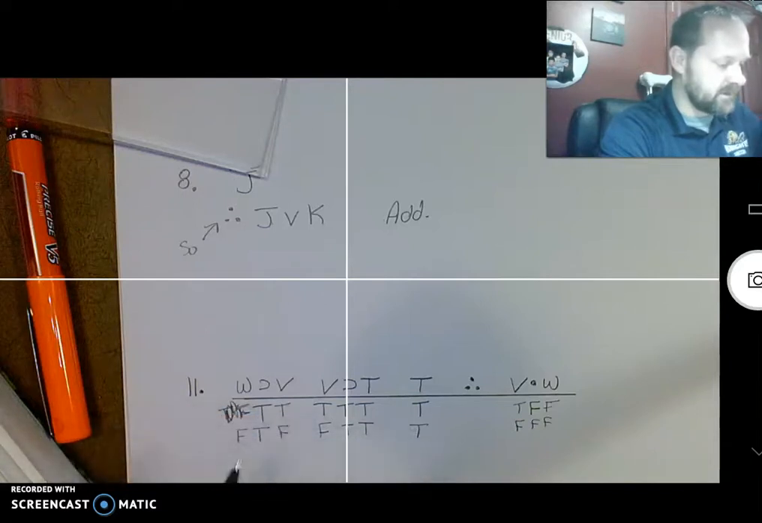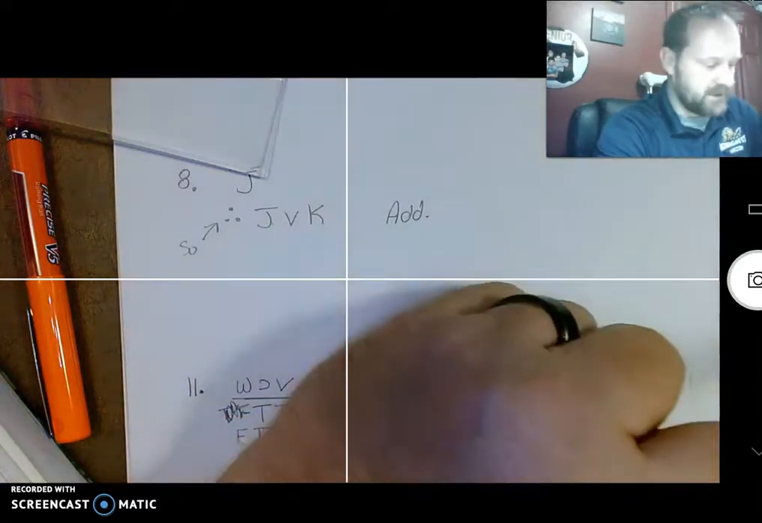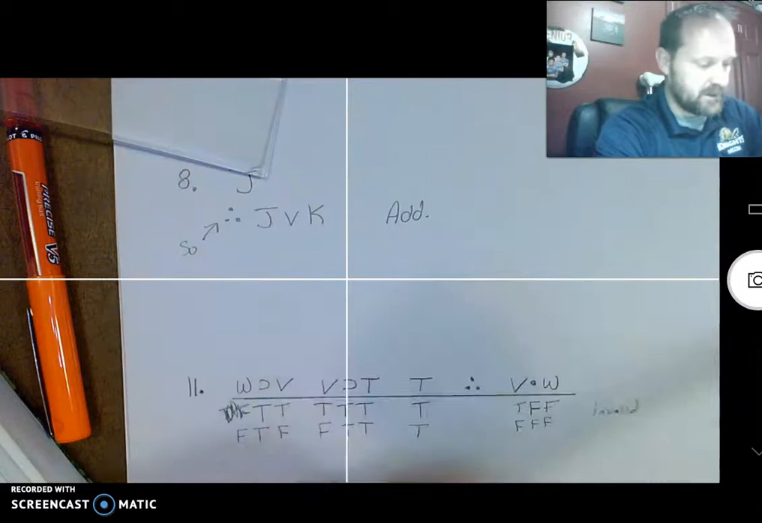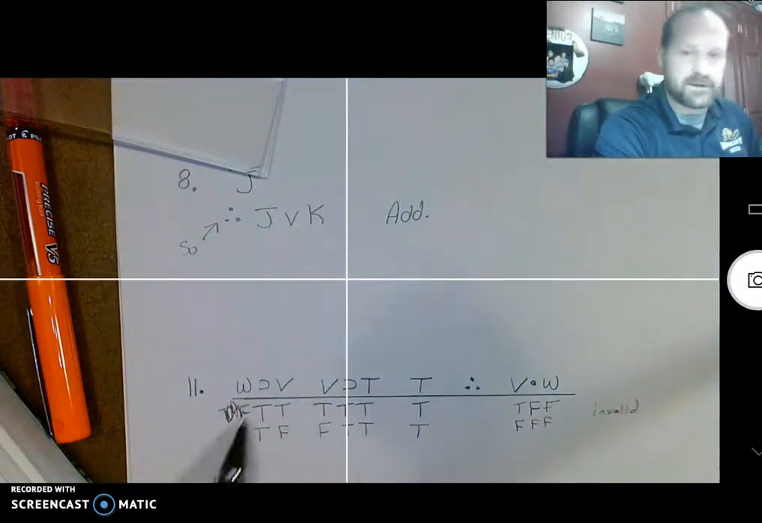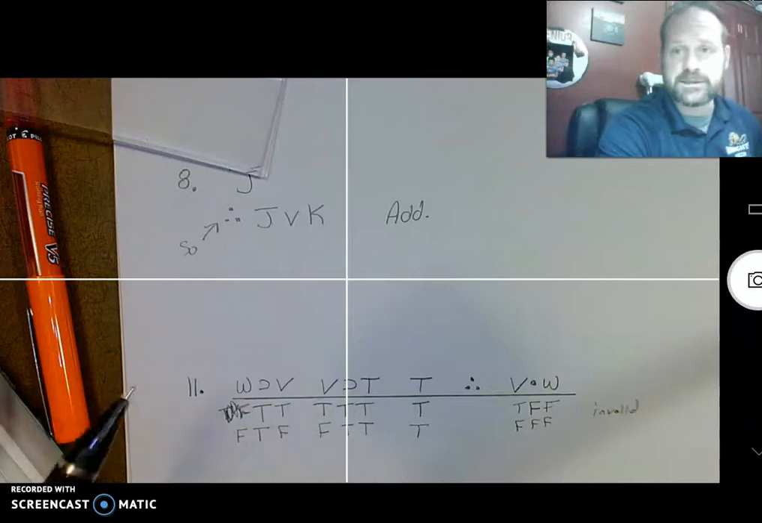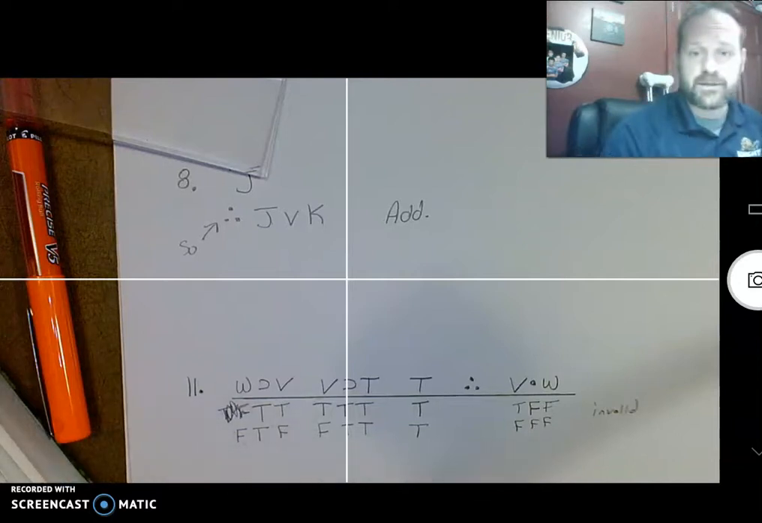Okay, so this comes out to be an invalid argument. Again, I didn't find a contradiction here. I have to find my contradictions in the premises, not over in the conclusion. So either way I work it, this is an invalid argument, and so that's it for today.